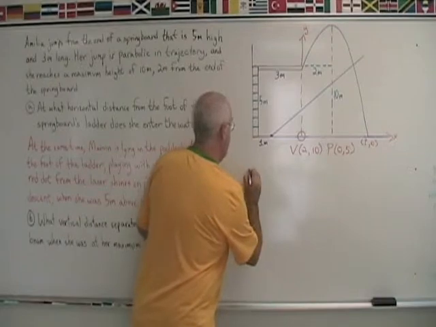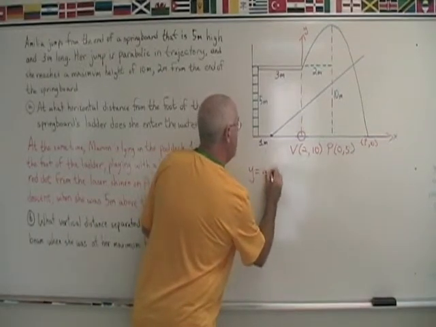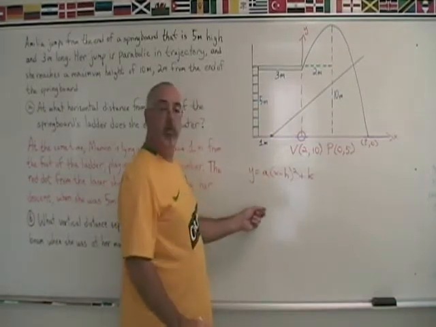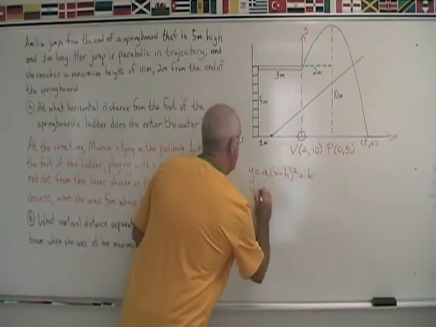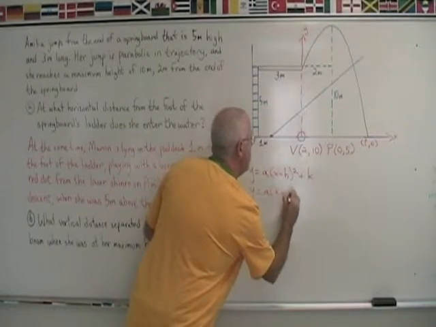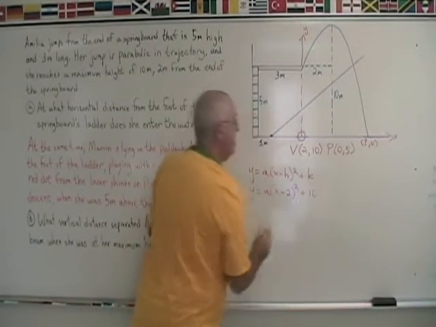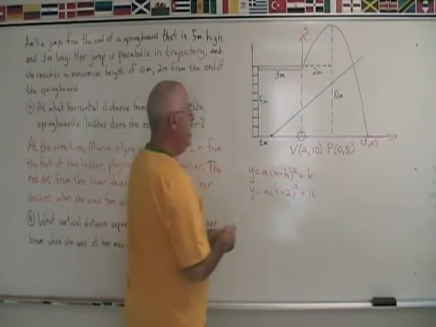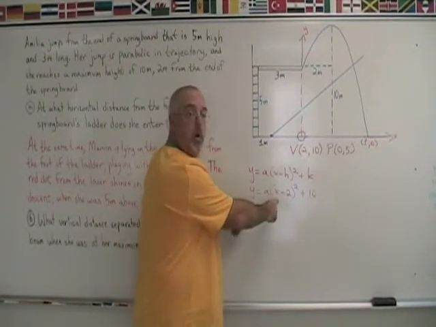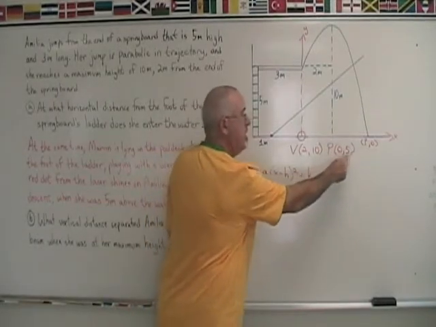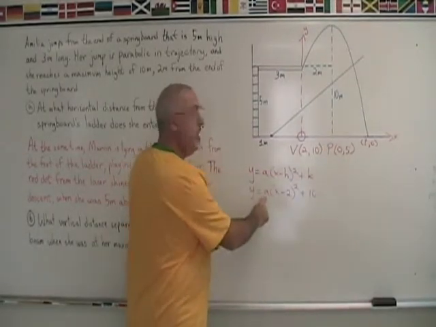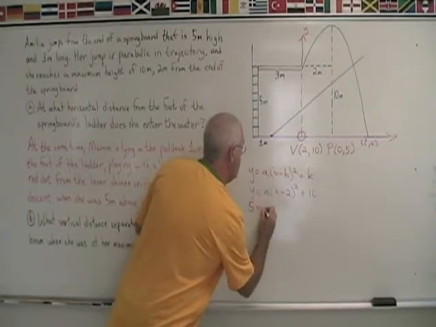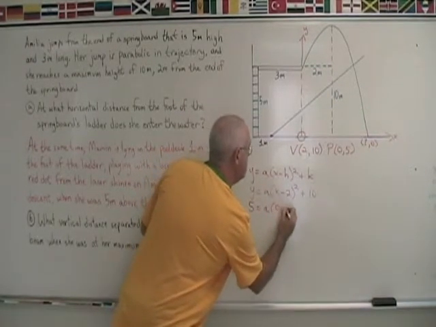Using this form of the equation, y equals a(x minus h) squared plus k, I'm able to replace my h and my k with the 2 and the 10. Then I can replace my x and my y with the x and y coordinates of the other point I know in order to find what my value is for a. Y is therefore 5 and x is 0.